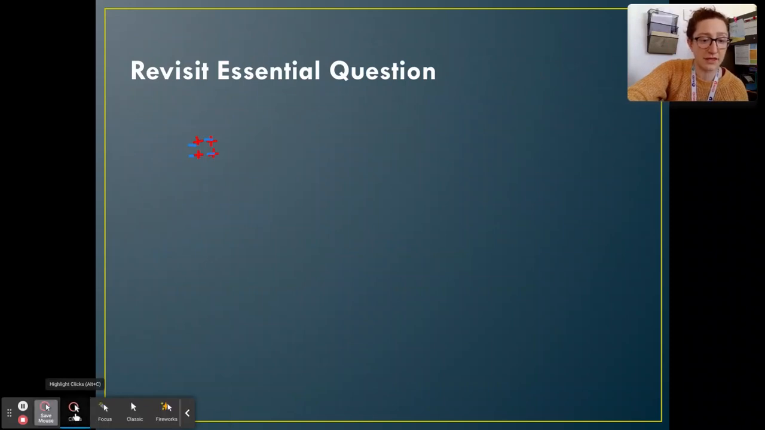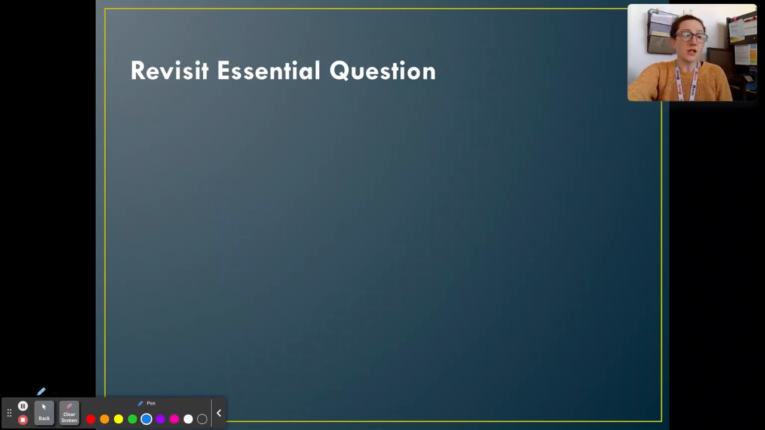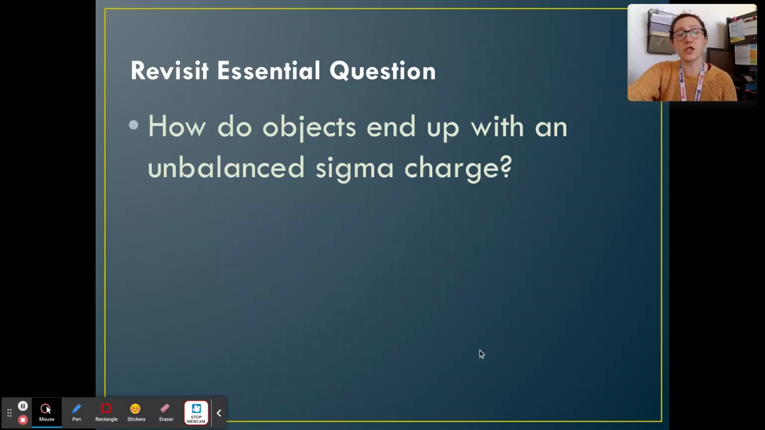Now what I would like for you to do, if I can figure out how to clear my screen. There we go. So now you're going to revisit the essential question, how do objects end up with an unbalanced total charge, and give a general answer that encompasses all of the notes that you have from the previous 2 videos.